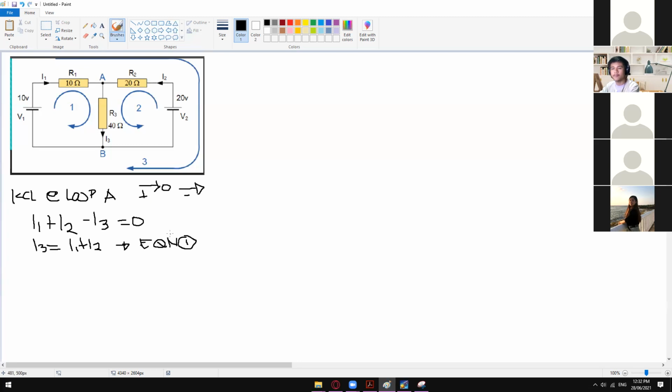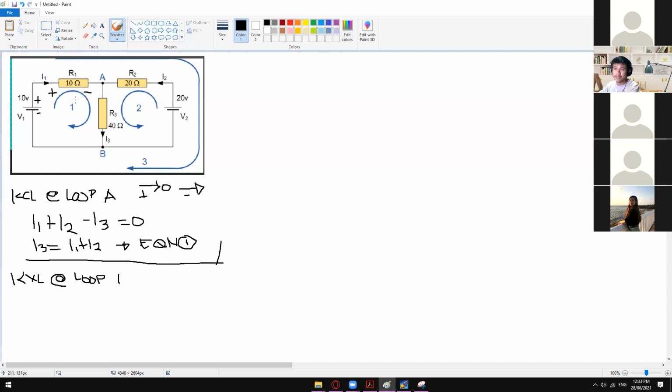Equation number 1. Okay, so I hope you were able to get this one. Let's now move on to the KVL at loop 1. Where is our loop 1? Here's our loop 1. The second thing you need to do is label, or put the signages, of our components. So we have here negative and then positive, and here positive and then negative.